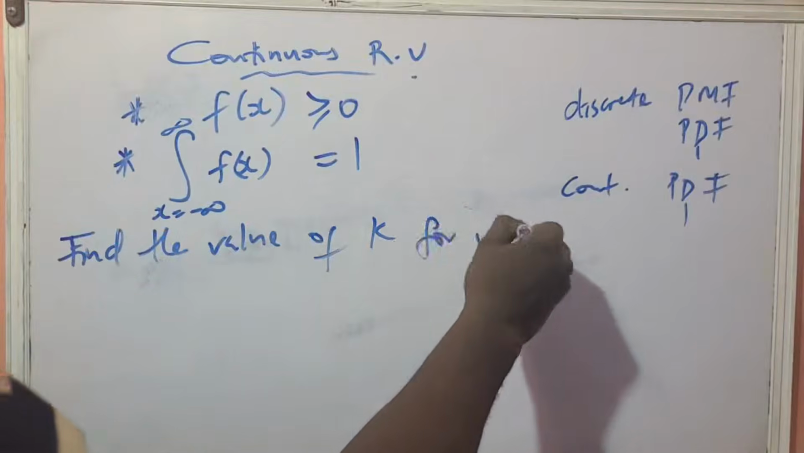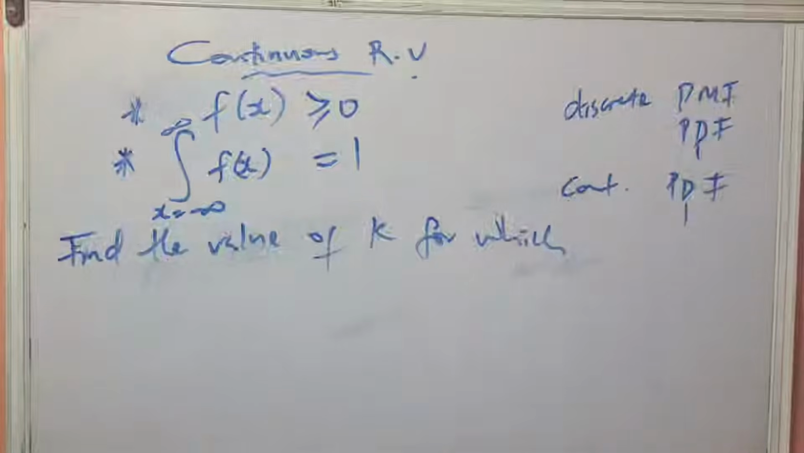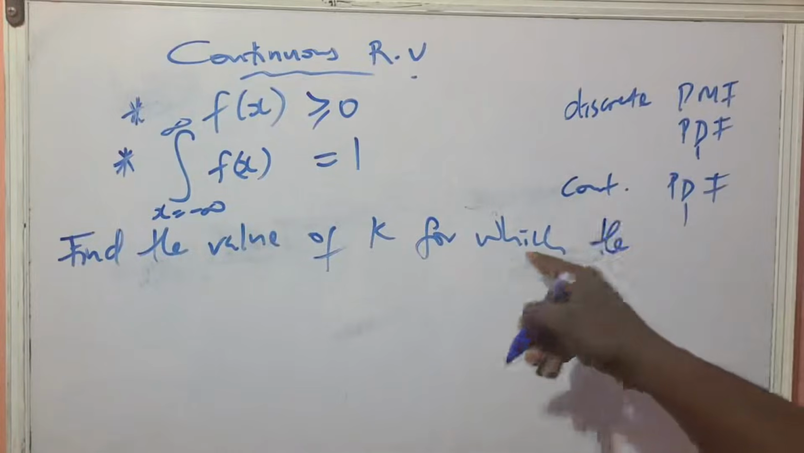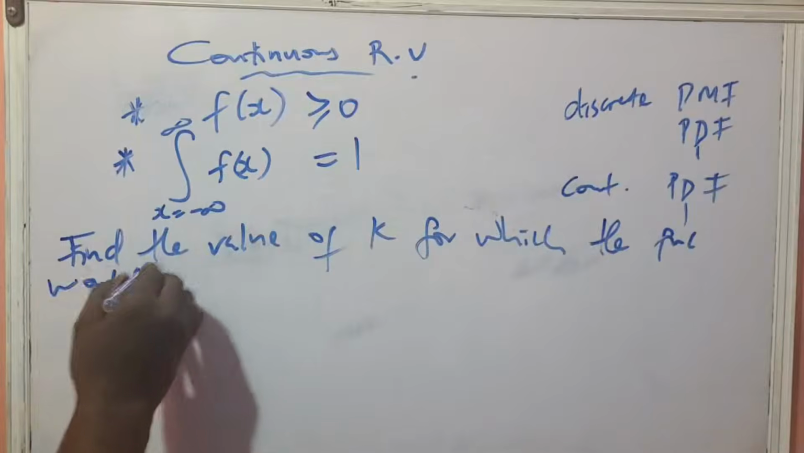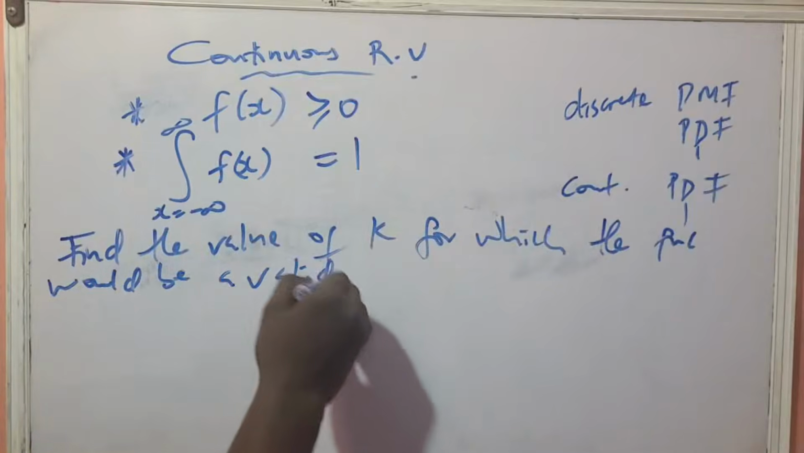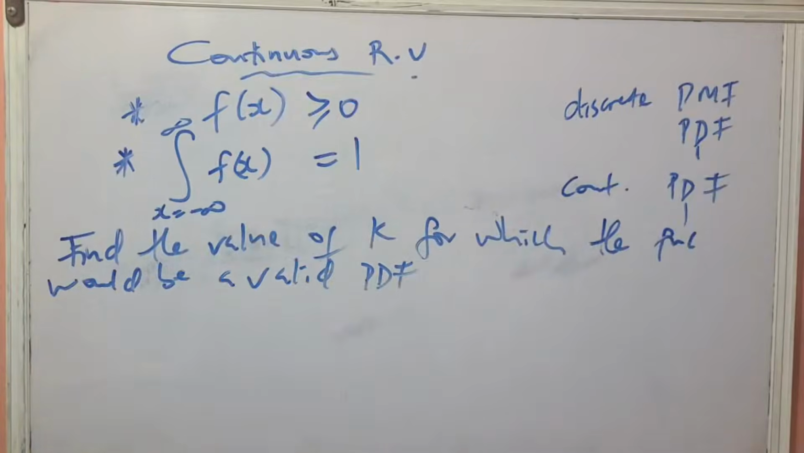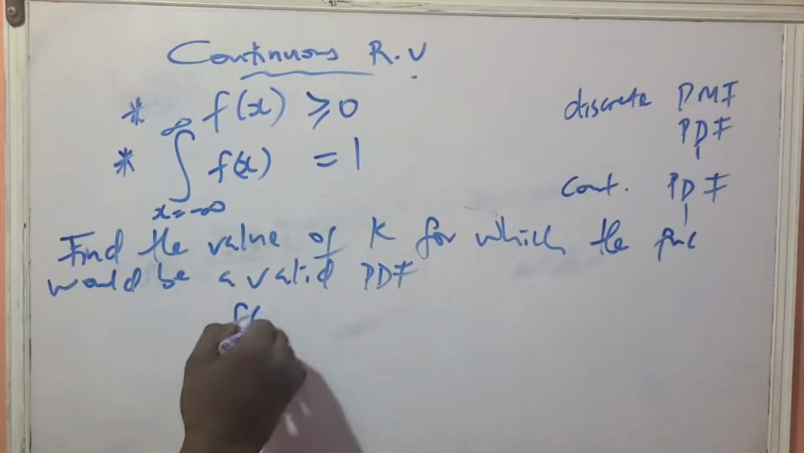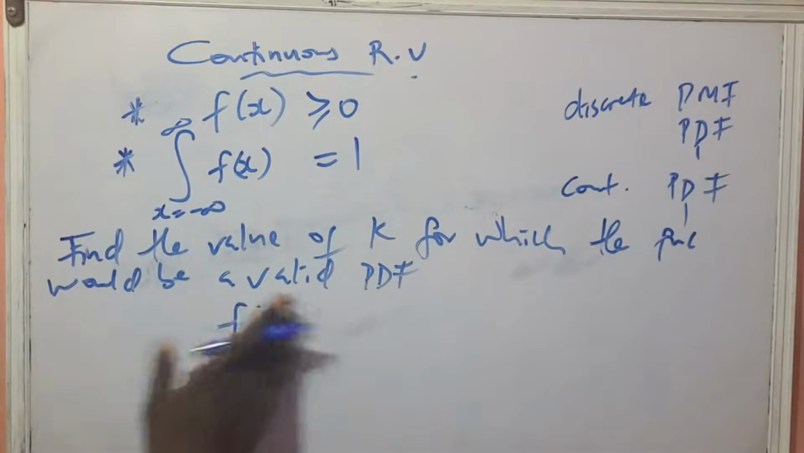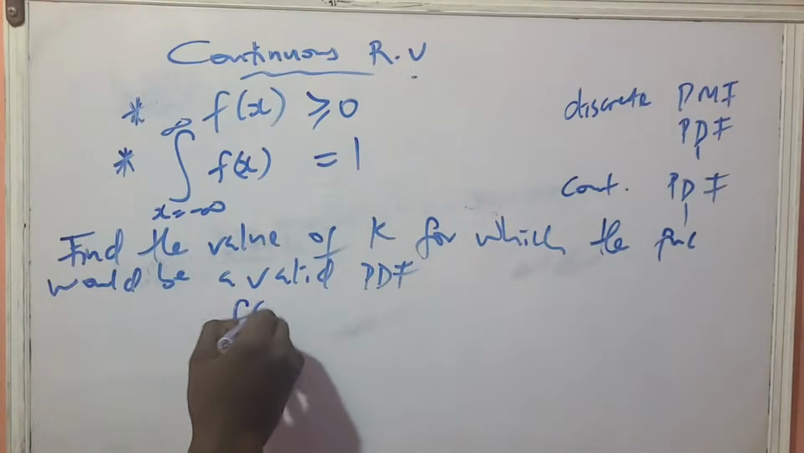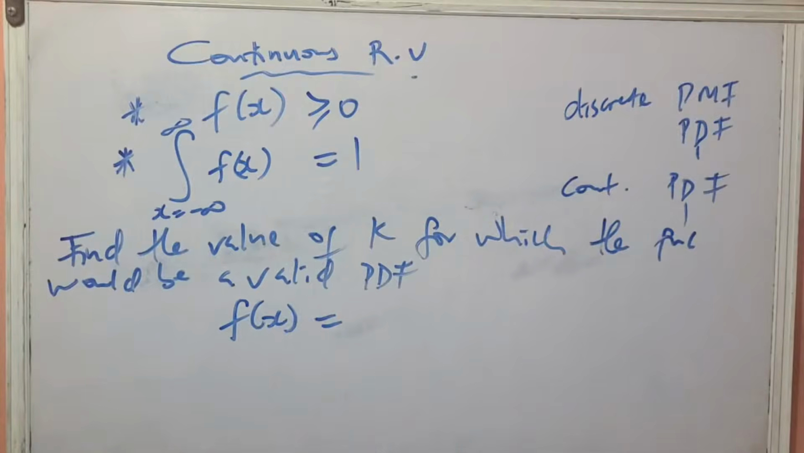So the question here is saying find the value for k for which the function would be a valid probability density function, a valid PDF. Now look at the function. This was the function that was given. F of x is equals to, now it was given as a piecewise function.